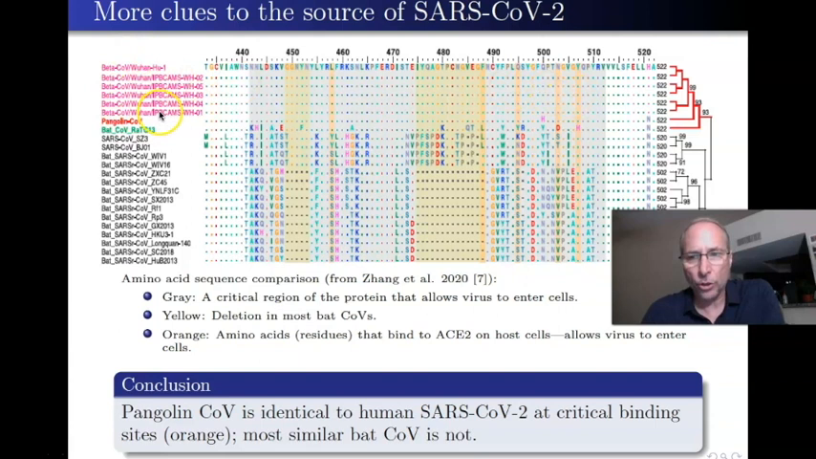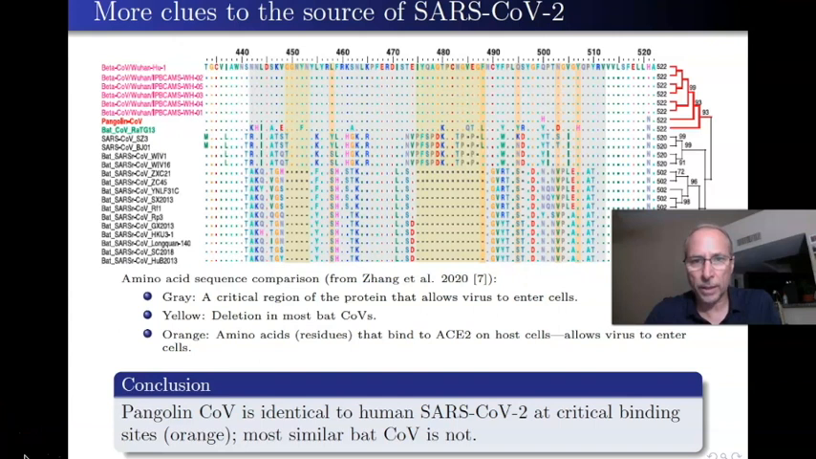And if you look down through here at each one of those orange sections, there's a dot. Every single orange section has a dot, which means the pangolin and the human sequences are identical. But compare that to the bat sequence. Now remember, the bat sequence is more similar to the human sequence than it is to the pangolin. And you notice that that's the same, but that one's different, that one's different, that one's different, that one's different. So 4 of the 5 key sections are different in the bat SARS than they are in the humans, whereas the pangolin and the humans are identical.